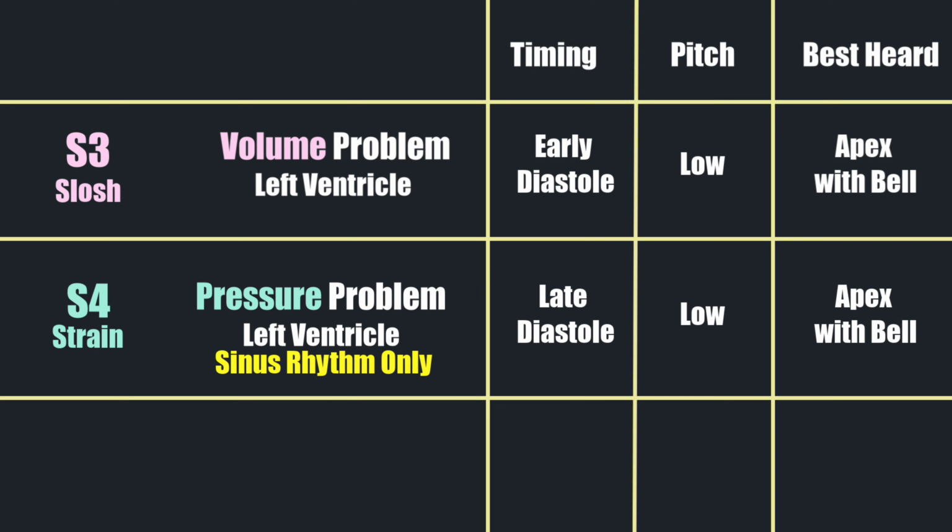And suddenly, our table is coming together beautifully. S3, the slosh, Kentucky, volume problems. S4, the strain, Tennessee, pressure problems, but only in sinus rhythm. And now, let me introduce you to the dramatic one. It's a bit snappy.